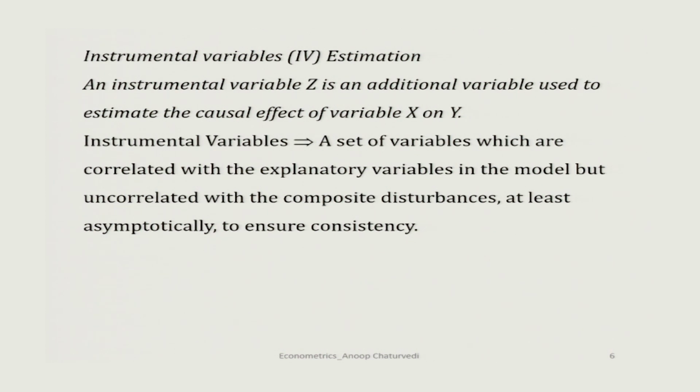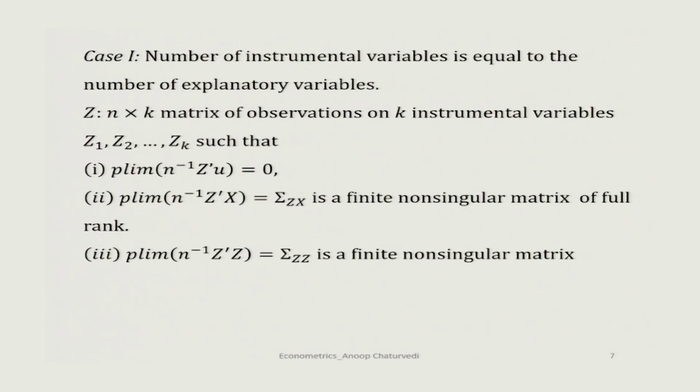An alternative estimation procedure is instrumental variables estimation. An instrumental variable z is an additional variable used to estimate the causal effect of variable x on y. So, we take a set of variables which are correlated with the explanatory variables in the model, but uncorrelated with the composite disturbances, at least asymptotically, to ensure consistency. So, we require such variables as instrumental variables, which are correlated with the explanatory variables in the model, but uncorrelated with the disturbances. We consider two different cases.